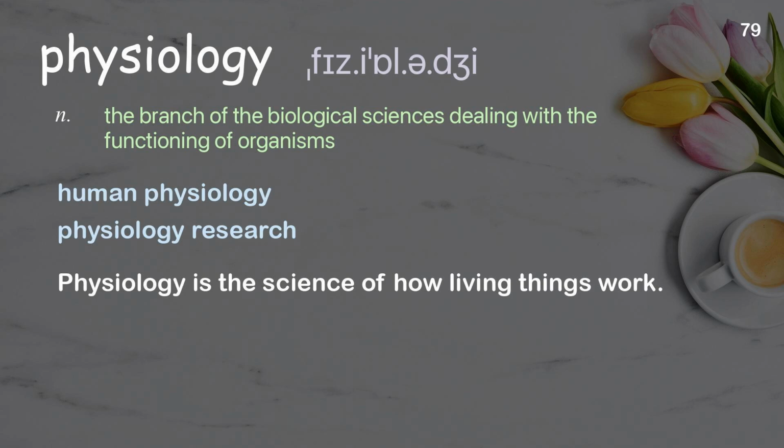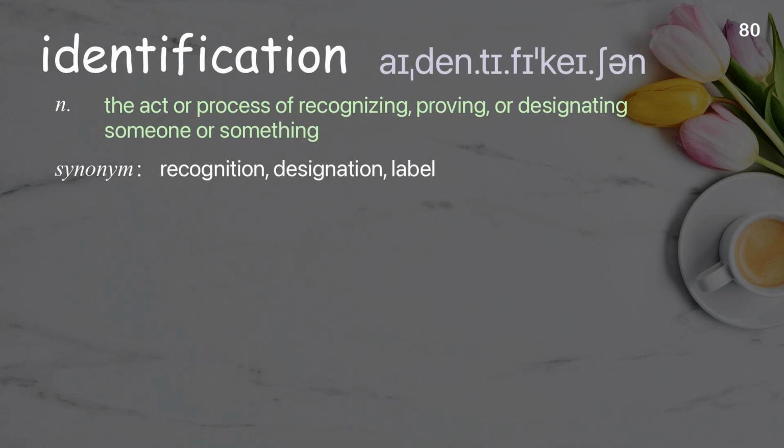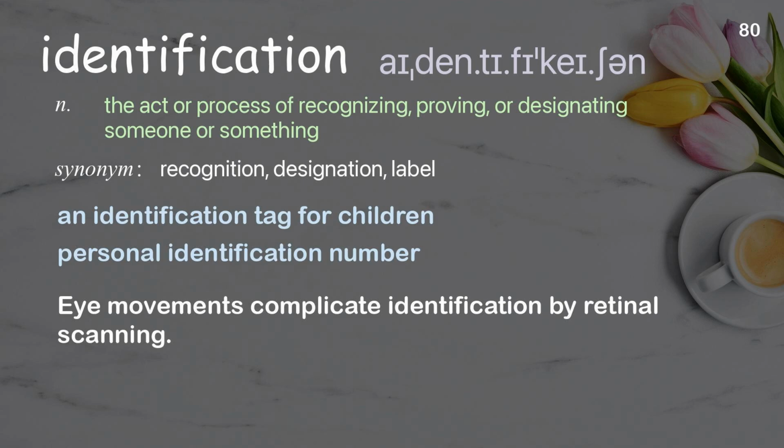Identification. The act or process of recognizing, proving, or designating someone or something. Examples: An identification tag for children. Personal identification number. Eye movements complicate identification by retinal scanning.